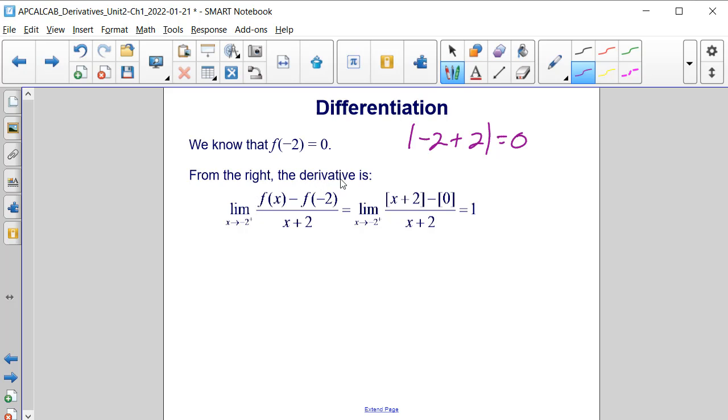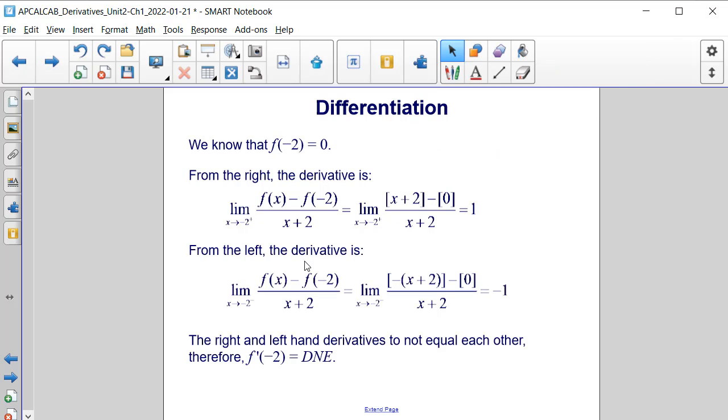From the right, using the alternate form, the derivative is the limit as x approaches negative 2 from the right of f of x minus f of negative 2 divided by the quantity x plus 2, which can be simplified to be the limit as x approaches negative 2 from the right of x plus 2 minus 0 divided by x plus 2. Well, we can ignore the 0, and then x plus 2 divided by x plus 2 is indeed equal to 1.